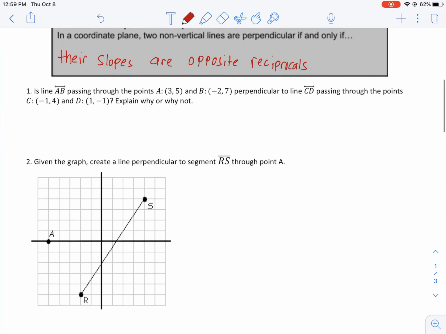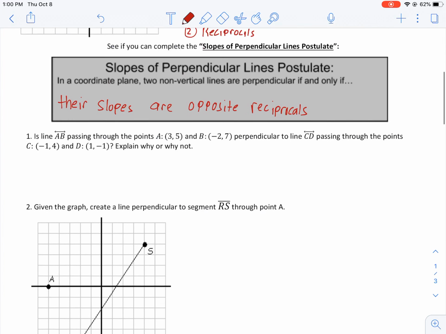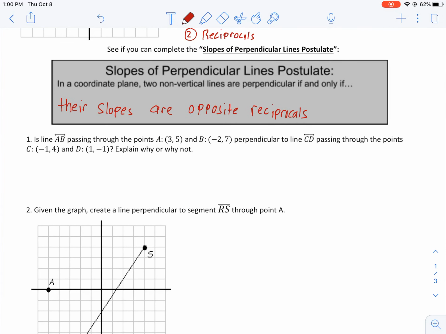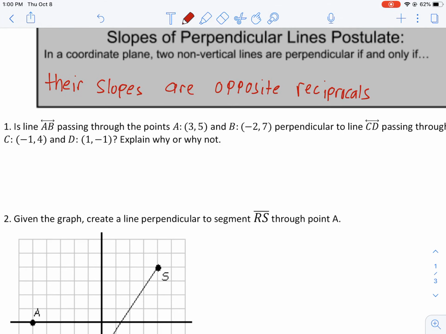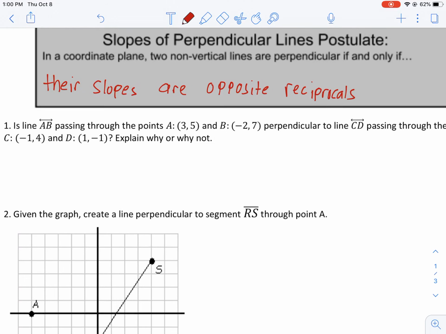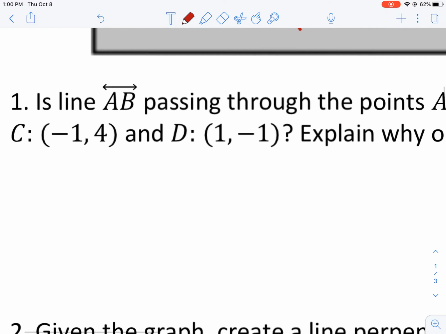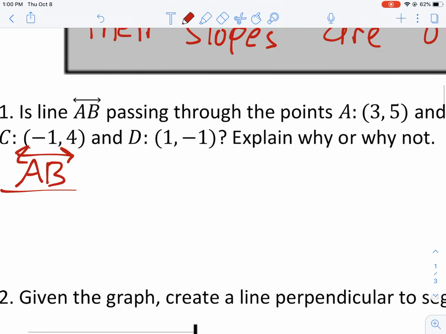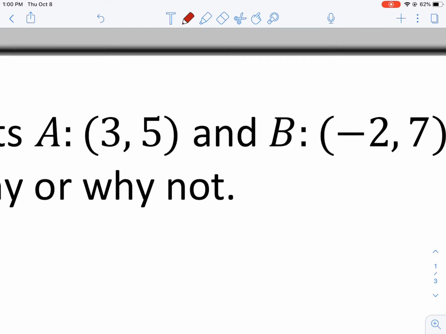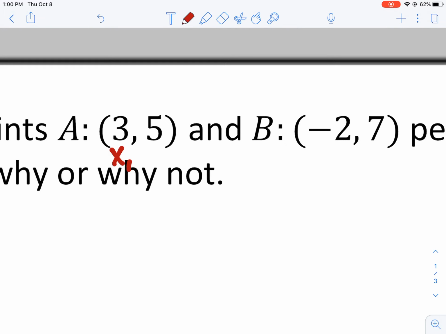So we're going to do some examples just like the ones that we did yesterday, okay? So the first one we're going to look at, it says, is line AB passing through points A and B perpendicular to line CD passing through those points? Explain why or why not. So we're going to find the slopes of these lines. So first we're going to find AB. Okay, so we've got A and B right here. So this is x1, this is y1, this is x2, this is y2.